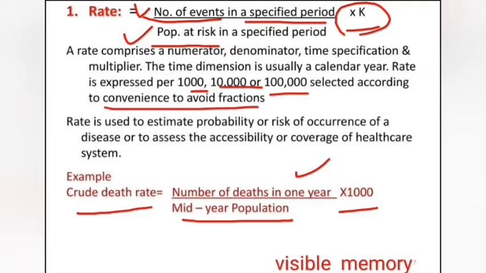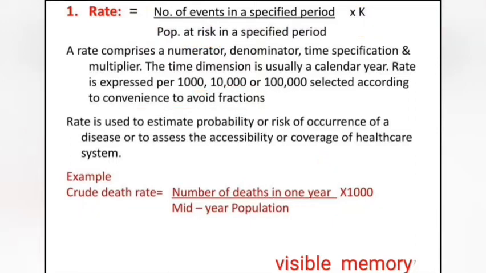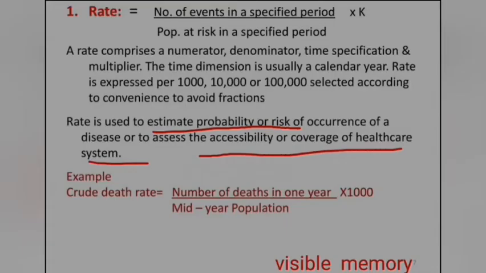Like if a population has very high strength, then we can increase the multiplier so that we can avoid fractions. So rate is used to estimate the probability or risk of occurrence of a disease, or to assess the accessibility or coverage of the healthcare system. Next is ratio.